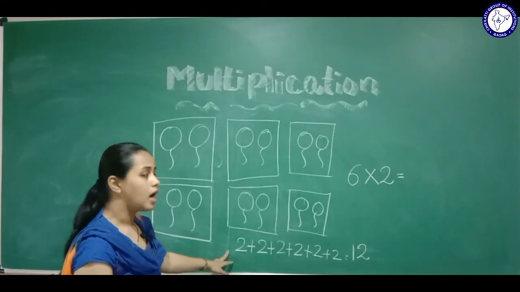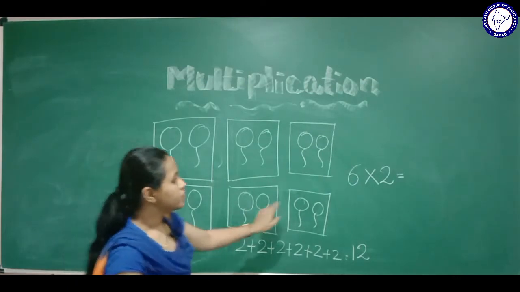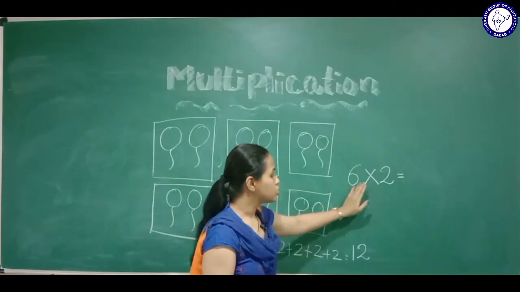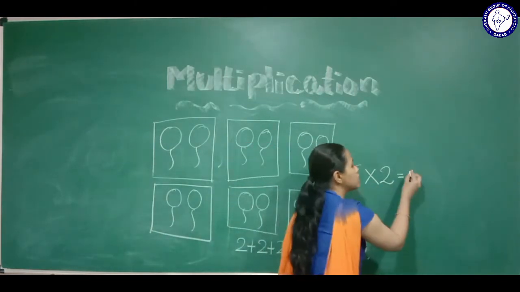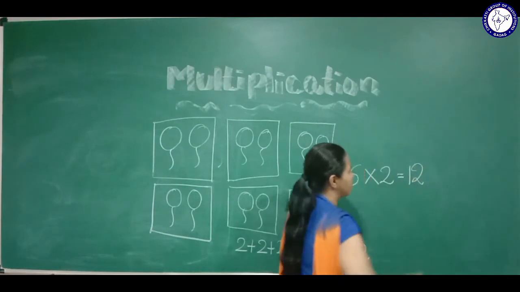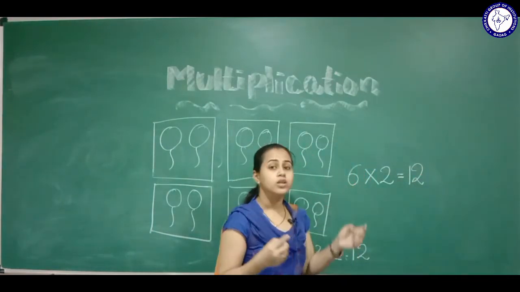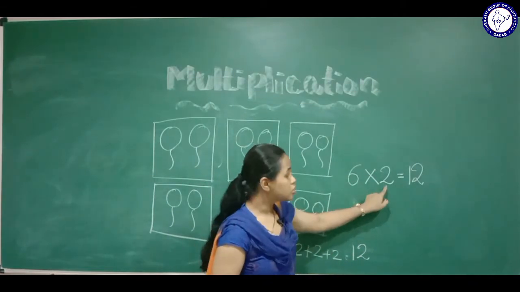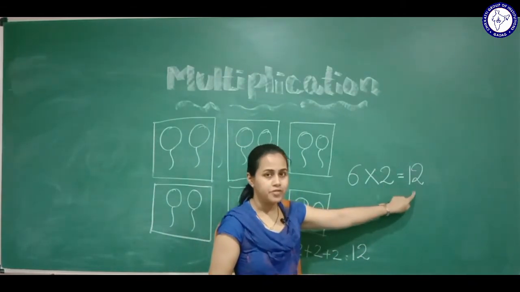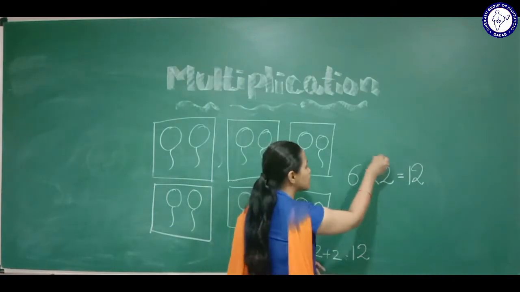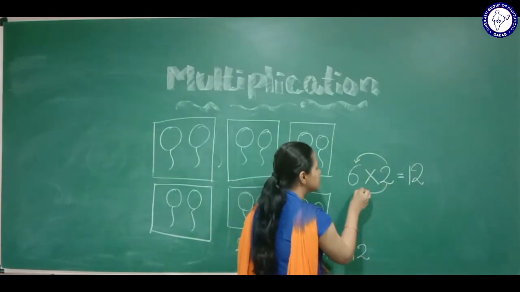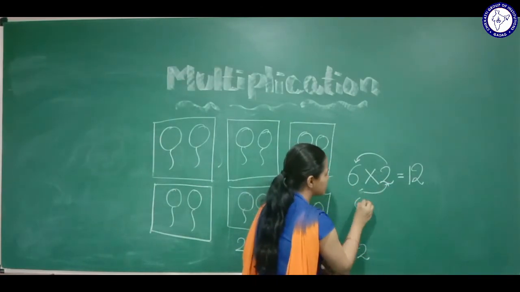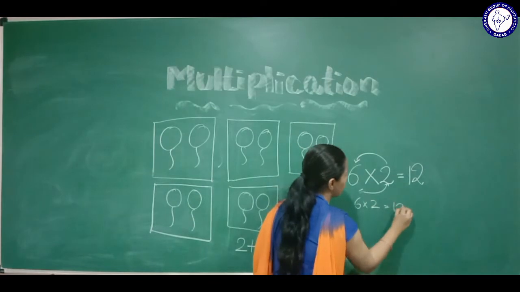So how do we write this in multiplication? We have 6 boxes, each has 2 balloons. So 6 into 2 is what? 12. You already know table 6: 6 ones are 6, 6 twos are 12. Even if we cross over, we get the same answer. So I wrote it like this: 6 into 2 is 12.